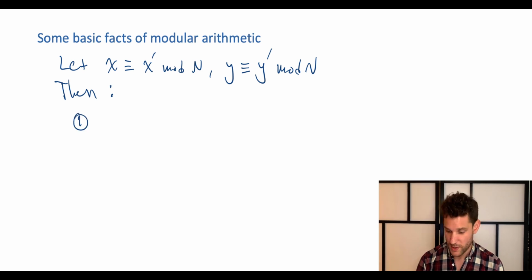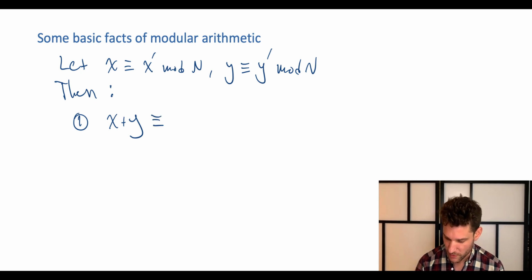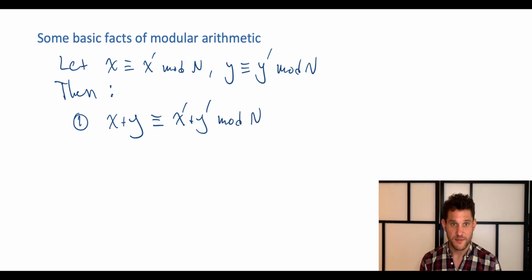One, we know that x plus y is going to be congruent to x prime plus y prime mod n. So if you have x congruent to x prime and y congruent to y prime mod n, then adding them together makes the sum still congruent to x prime plus y prime mod n. It's just a useful fact.